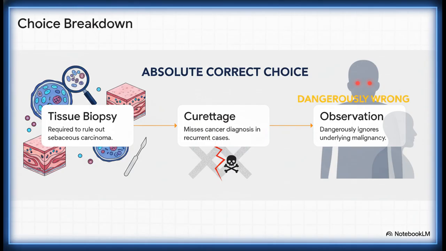Let's look at the noise in the other options. Choice A, incision and curettage, while used for an initial chalazion, completely misses the critical cancer diagnosis in a recurrent presentation. Choice B, topical tetracycline, is entirely useless for a sterile granuloma or a neoplasm. Choice D, systemic corticosteroids, is just misguided therapy that fails to address the obstructive or oncologic pathology. And choice E, observation, dangerously ignores a potential underlying malignancy.